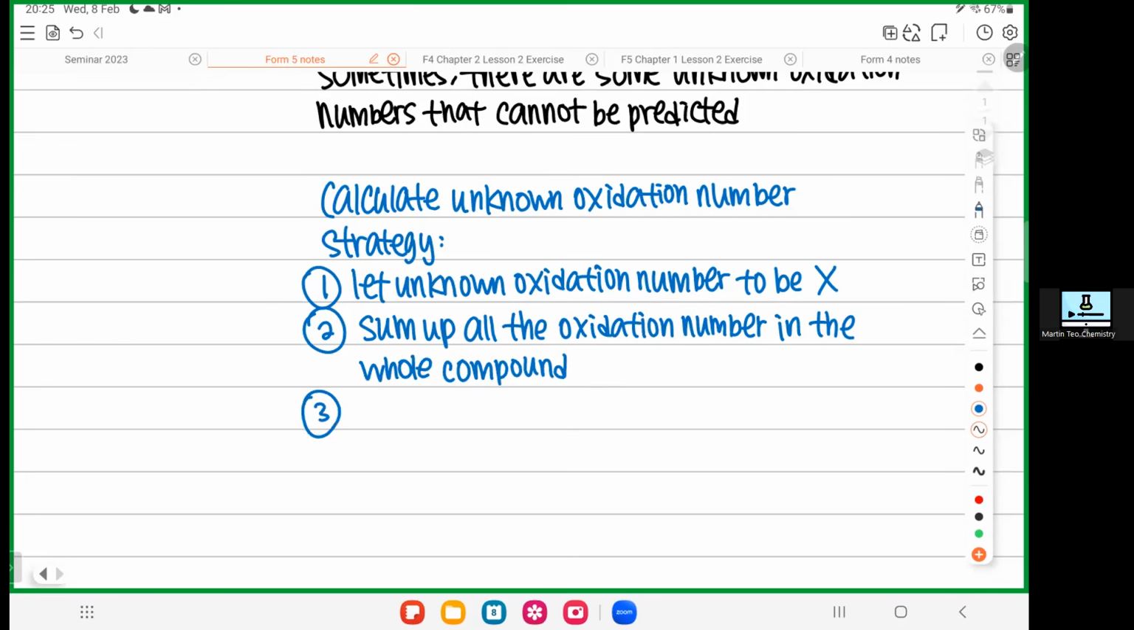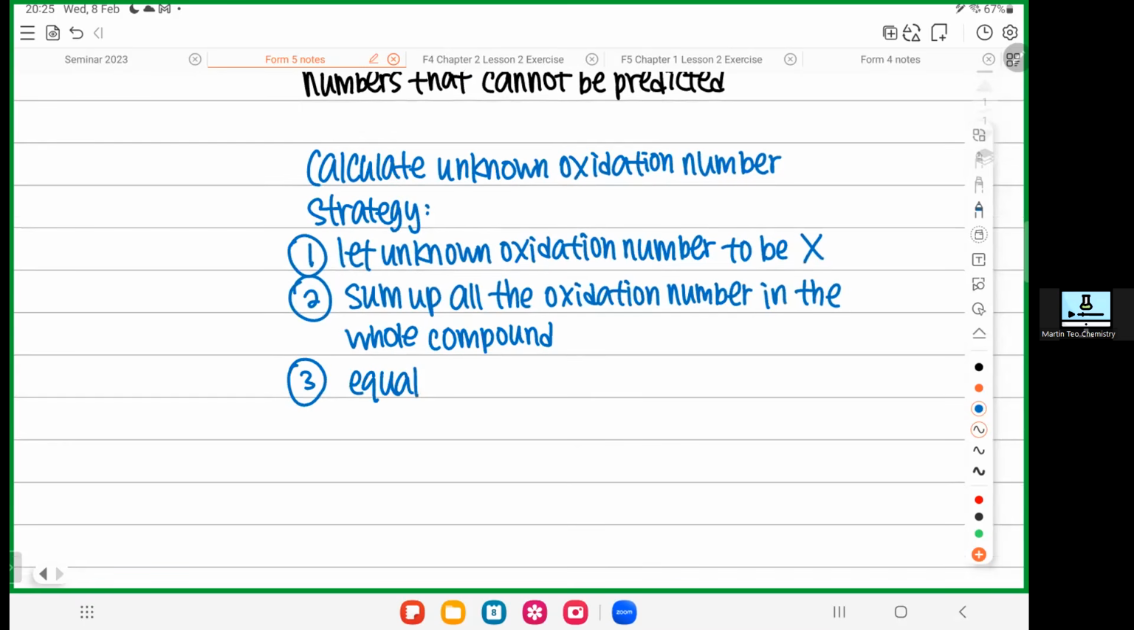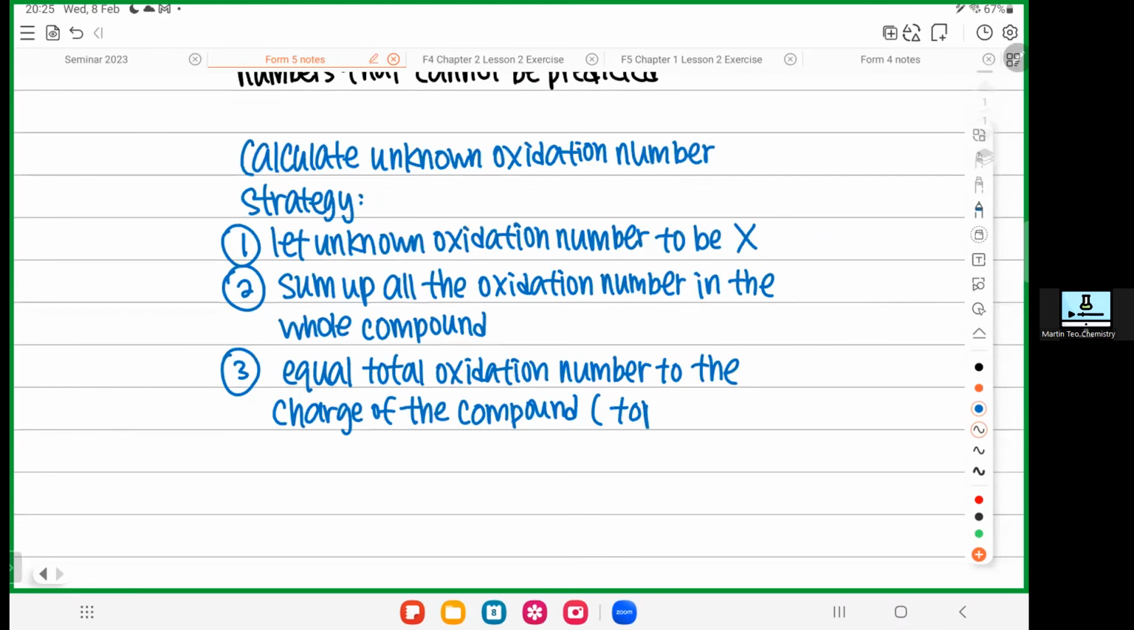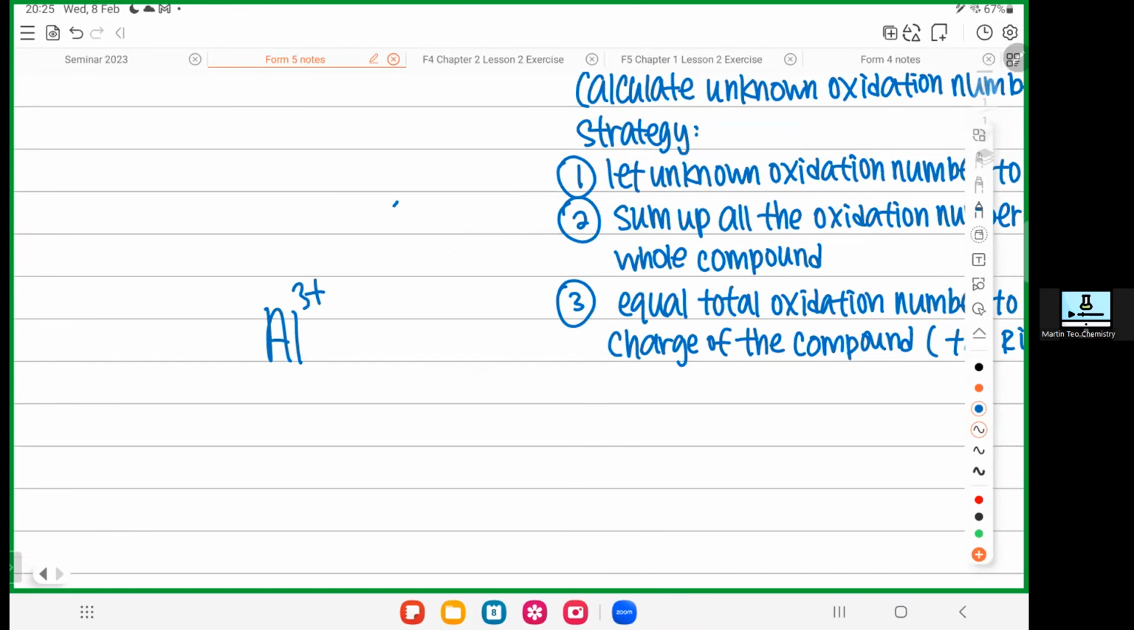Number 3, then you equate the total oxidation number to the charge of that particular compound. How do you know the total charge of the compound? You refer to the top right corner. Always look at the top right corner. Why? Because if there is any charge, the charge is always put on the top right corner. Al3 plus, you see the charge on the top right corner here.